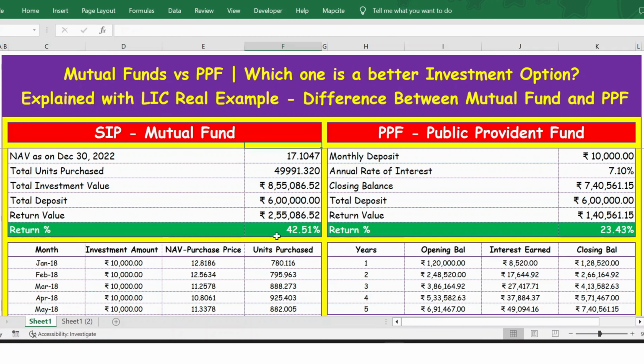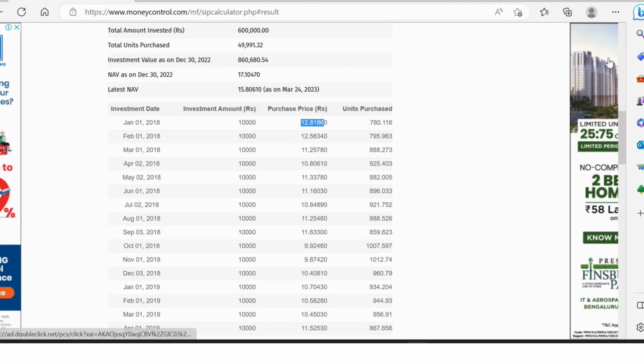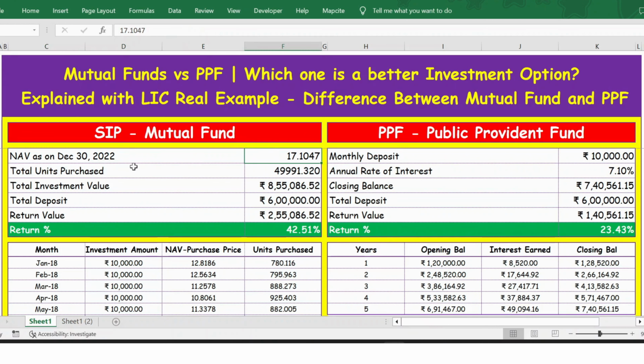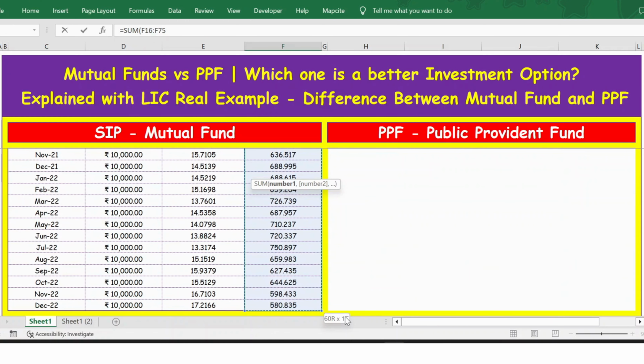So now, assuming that on 31st December we withdrew this mutual fund amount, and the NAV as on 30th December, again you can go to the portal. You can see here the NAV value on 30th December was 17.104770. The same thing I have taken here. And total units purchased, this is something which we have here. So what I did was I just used the SUM function, and I took from Jan 2018 until December 22 and pressed enter.